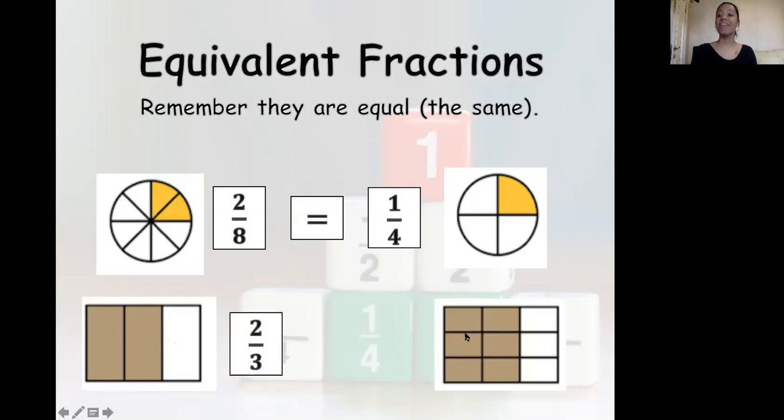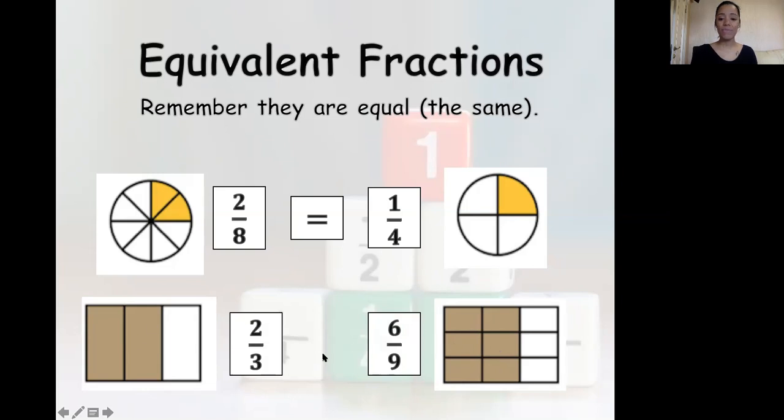Here we have the same size bar, but it's now cut into tinier pieces. Let's count how many pieces there are. 1, 2, 3, 4, 5, 6, 7, 8, 9. So the same bar was cut into 9 pieces. How many pieces are colored? 1, 2, 3, 4, 5, 6. 6 pieces are colored, which means that the fraction is 6/9, okay?